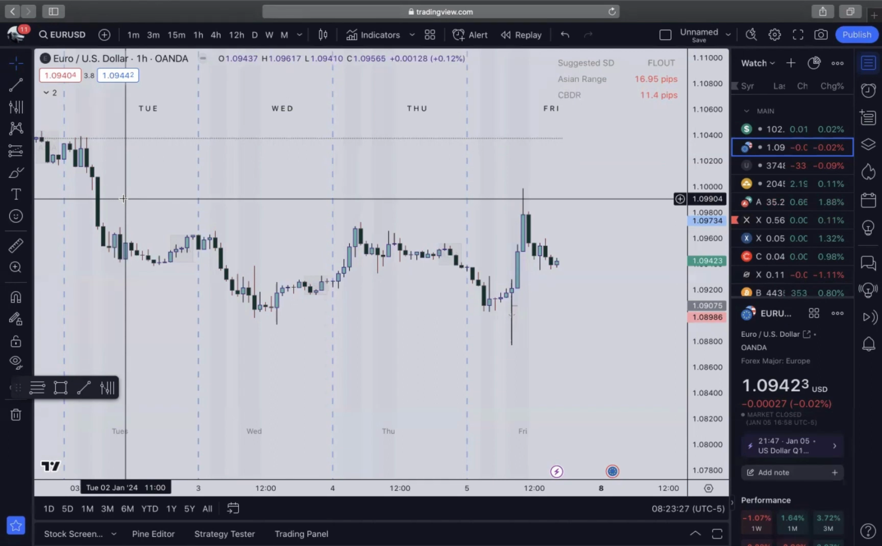So we can't forget what we've learned in the past. We have to still use our fair value gaps, our liquidity, our draws on liquidity, our Asian range, and then obviously overall price market trend. We have to still include this within our trading to make this work nicely.